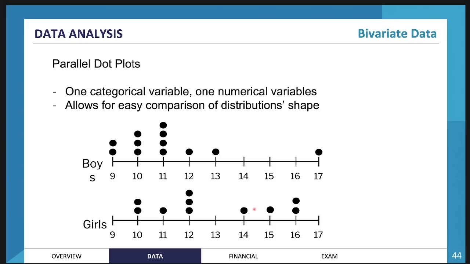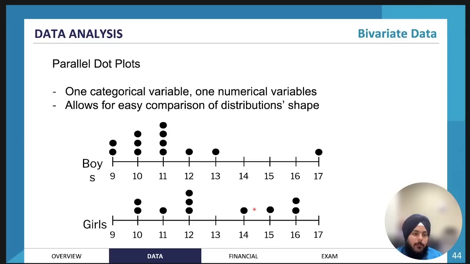Next, we have parallel box plots. Parallel box plots have one categorical variable and one numerical variable. So they are really good for comparing the distribution of two different variables.